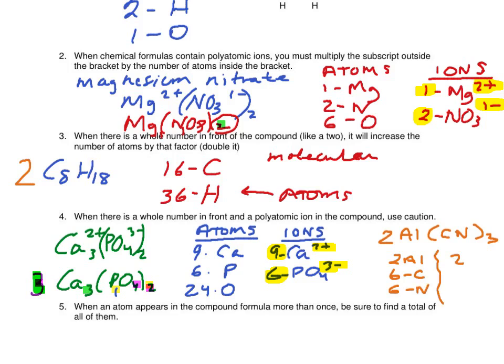There would be 2 aluminum ions, 3+ charge, and there would be 6 cyanide ions, which is a 1- charge. So 6 positives and 6 negatives. It'd be balanced, equal but opposite.